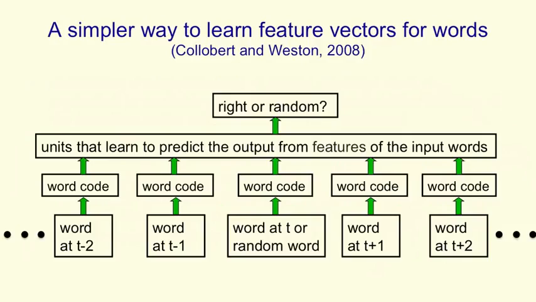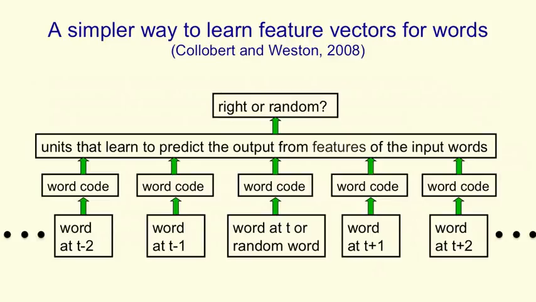There's a much simpler way to learn feature vectors for words. This is work by Collobert and Weston, and what they did was learn feature vectors for words and then show that the feature vectors they learned were very good for a whole bunch of different natural language processing tasks. They're not trying to predict the next word, they're just trying to get good feature vectors for words. And so they use both the past context and the future context.